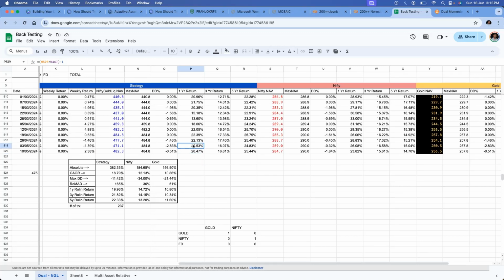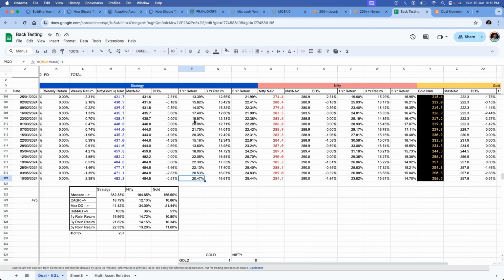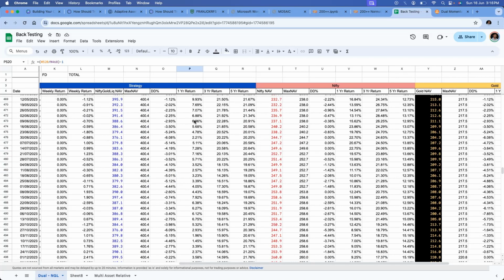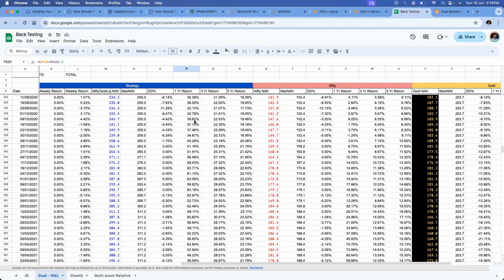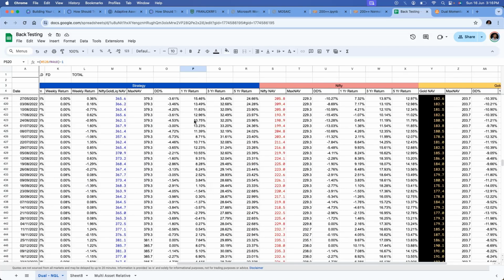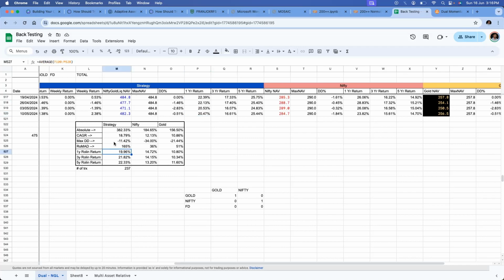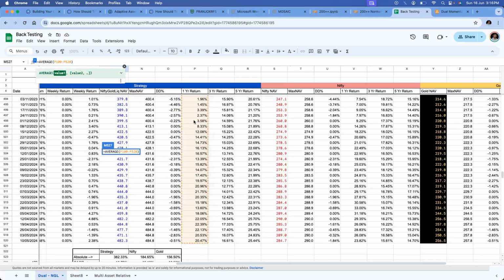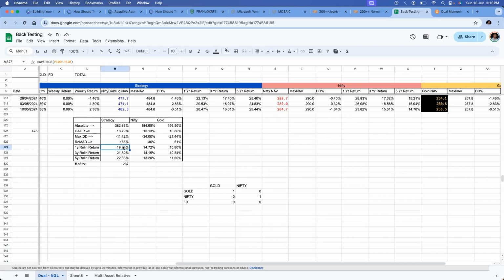Now for every day, I'll do the same thing. I'll just drag this up and I'll get the 1 year rolling returns for each day during this entire course of time. Now I'll calculate the average of all such 1 year returns that were possible. That gives me the 1 year rolling return. Now this 1 year rolling return is a better metric to understand than the CAGR. In fact, even longer, like 3 year or 5 year rolling return, is even better. So ideally, you should take a look at 3 year and 5 year rolling returns to understand the true performance of any given strategy. Again, on these counts also, the strategy beats Nifty and gold handsomely.